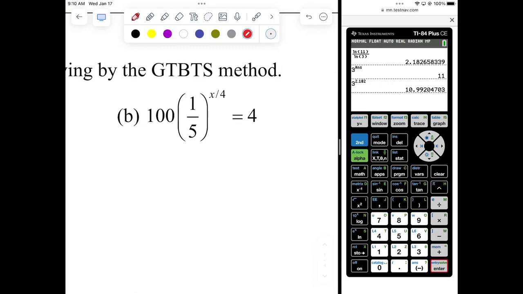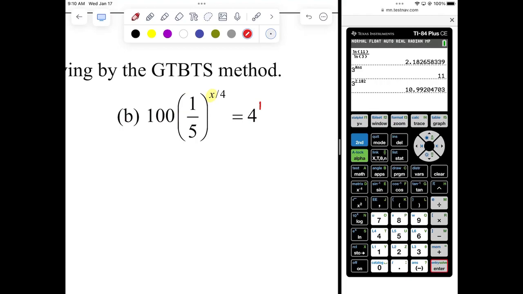All right, let's look at letter B. I've got 100 times (1/5)^x divided by 4 equals 4. Why is it an exponential equation? Well, they both have exponents, really? Oh, 4, oh yeah, okay, cool: 4 to the power of 1. So they both have exponents. But what's special about one of the exponents? It's a variable. There you go. That's what makes this an exponential equation. I have a variable in the exponent.